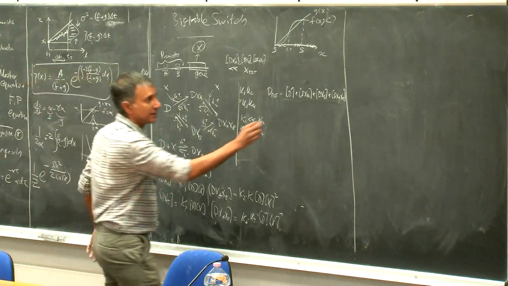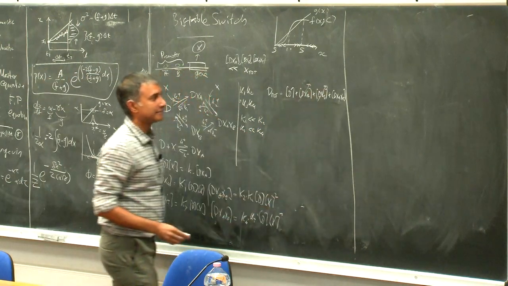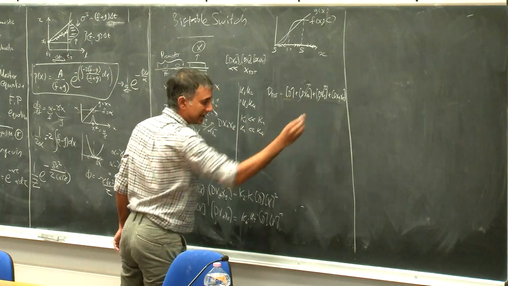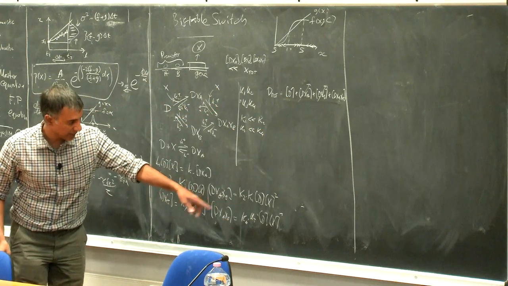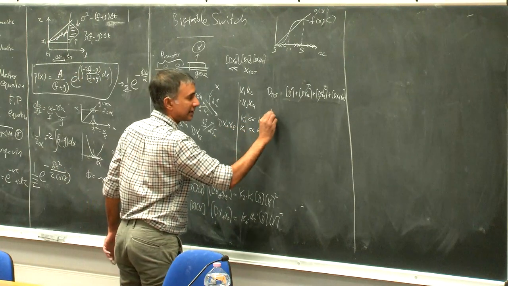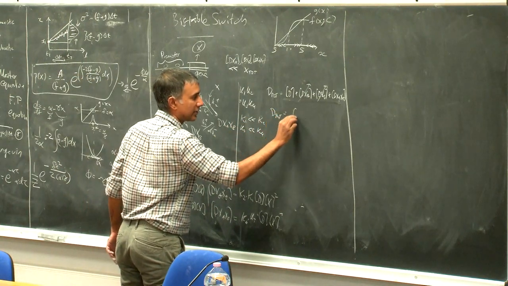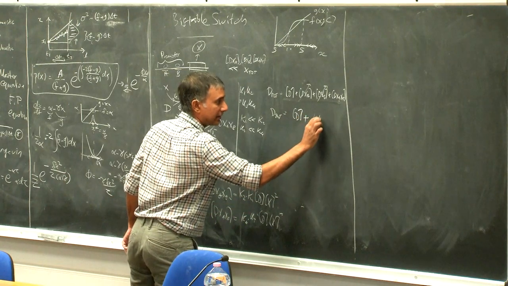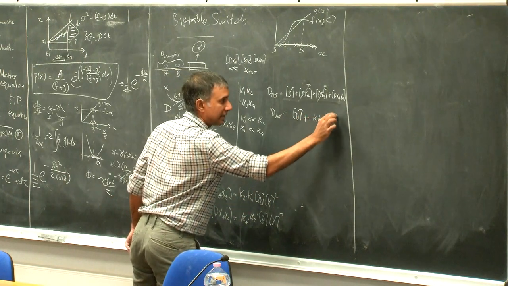All that to say that these terms can be neglected. So then you find that D total is just D plus D_XA_XB. We already know the formula for D_XA_XB. So we find that D total is equal to D plus K1 K2 x squared D.